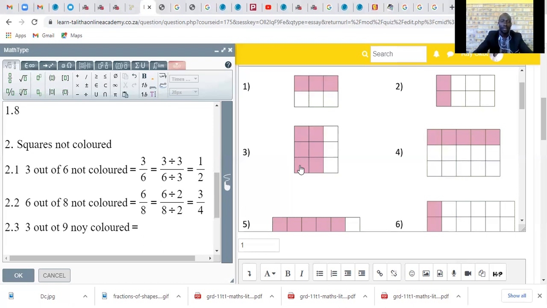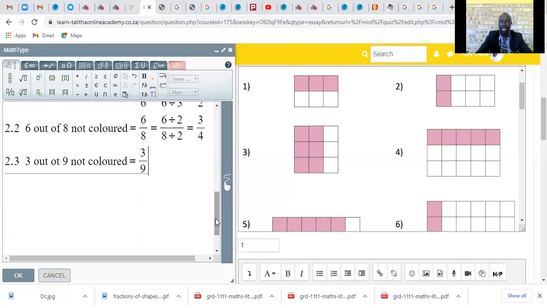Because of that, in fractional notation, we would be having 3 out of 9 as the fraction of squares that are not colored. So because we have that, as I indicated earlier, we could go ahead and stop here, as this is our final answer. But we could also simplify it.